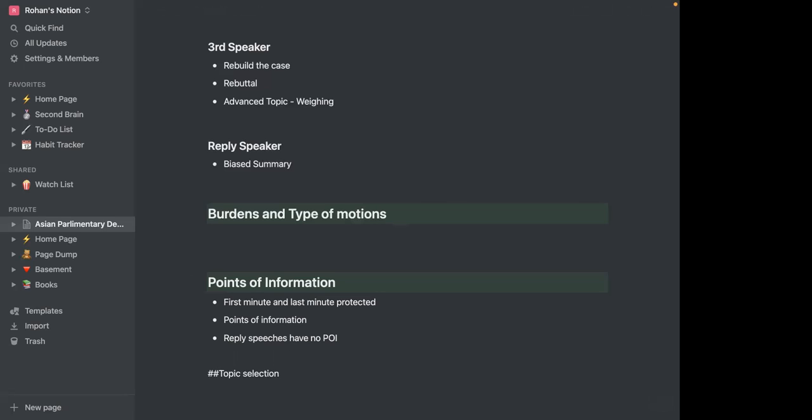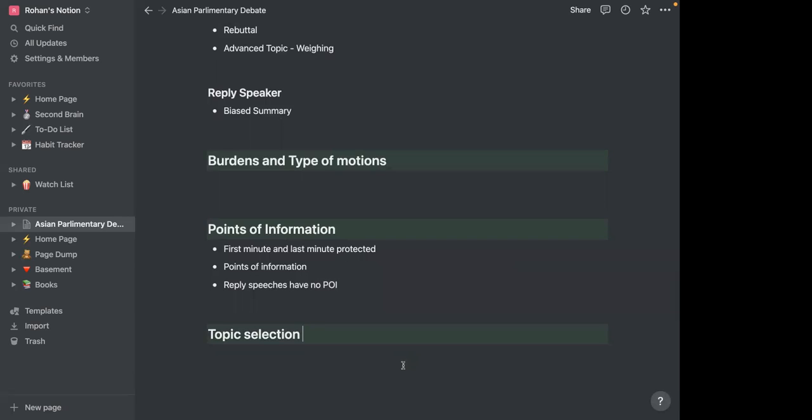Final thing, and this is just to understand the idea of Asian Parliamentary better, is something called topic selection. So how topic selection works is when a debate round starts, you are given 3 motions.